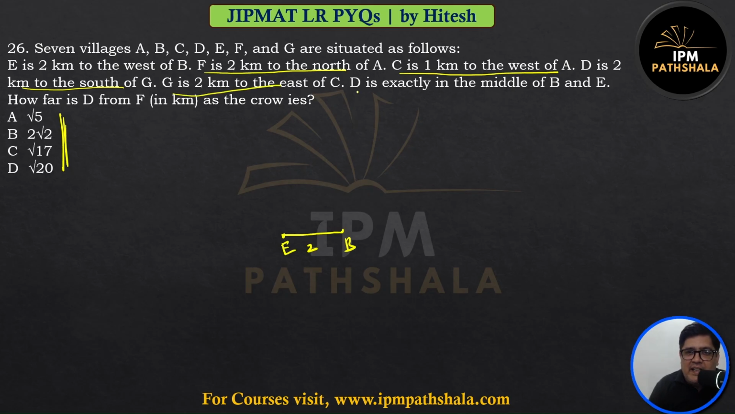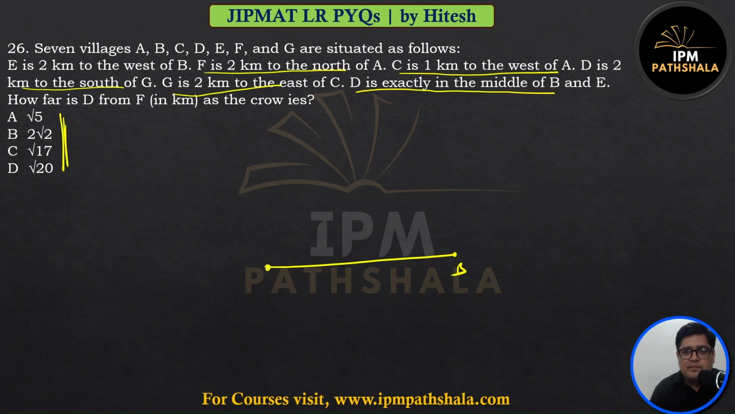Now see, D is exactly in the middle of B and E. So this is where our hints start to connect. I'm drawing a slightly longer line. This is B and this is E. And D is in the middle. Whatever I have copied, whatever I have written, I'll cross off for you. I have used this information. Now I know where D is, so I can connect anything with D.